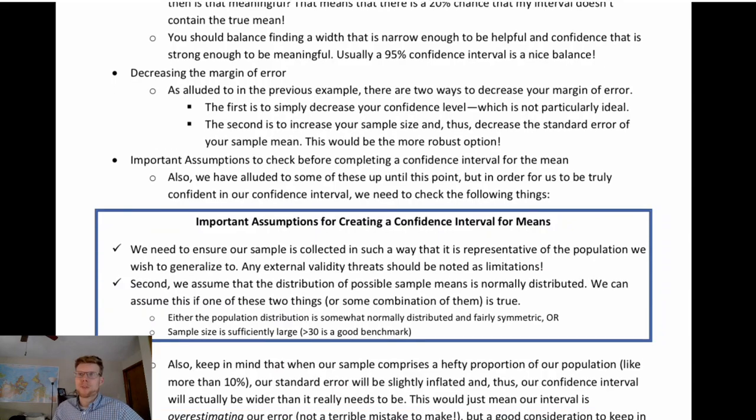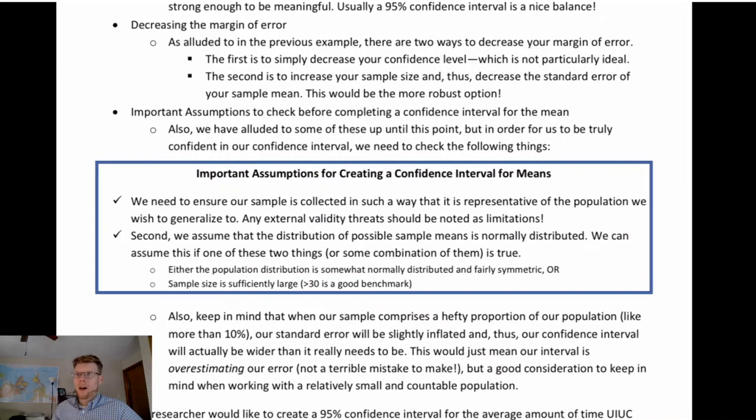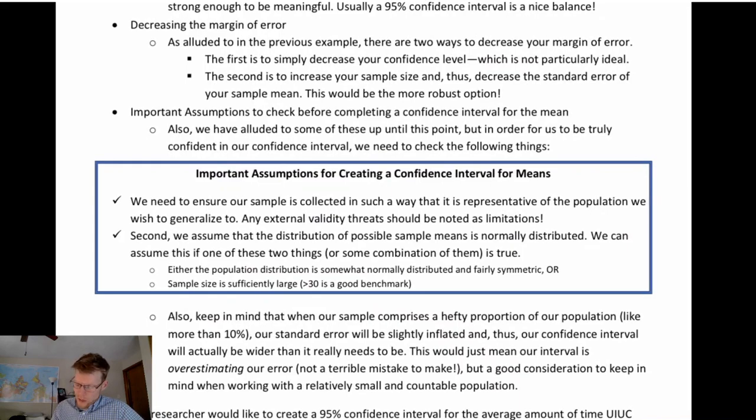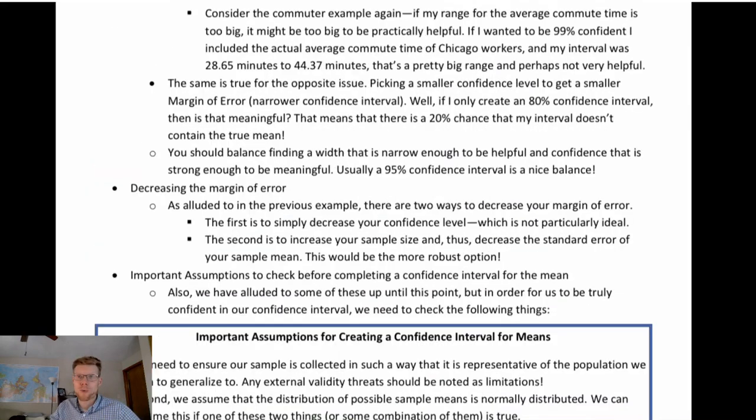There's also some assumptions that we've alluded to already. One that I definitely mentioned here is that we need to ensure that the sample is collected in such a way that it is representative of the population we wish to generalize to. So any external validity threats should be noted as limitations when we're doing this. If you look at polling, for example, they can't get random samples of people because people say no and because some people are hard to reach.